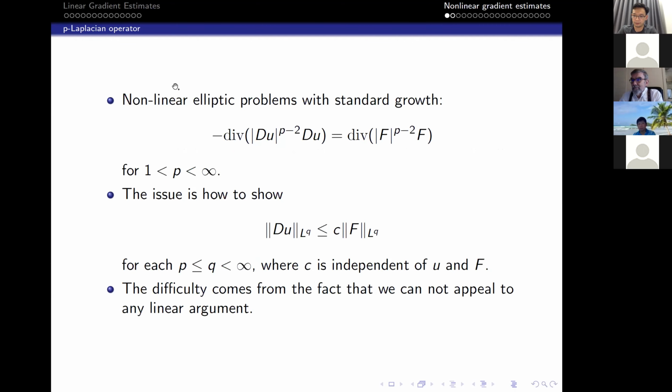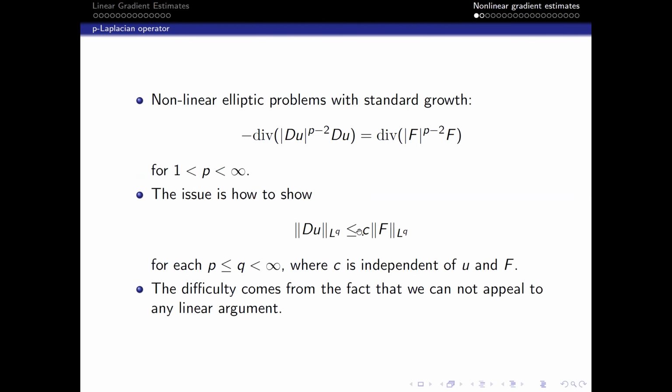Then how about nonlinear elliptic problems with standard growth? This is a typical p-Laplacian problem, where p is bigger than 1 and less than infinity. Then the question is how to show this Calderon-Zygmund estimate, in the case where q is bigger than p. Of course, this constant is independent of the solution and the non-homogeneous term F. Compared with the linear problems, the difficulty comes from the fact that we cannot apply any linear arguments, so we need a nonlinear approach there.